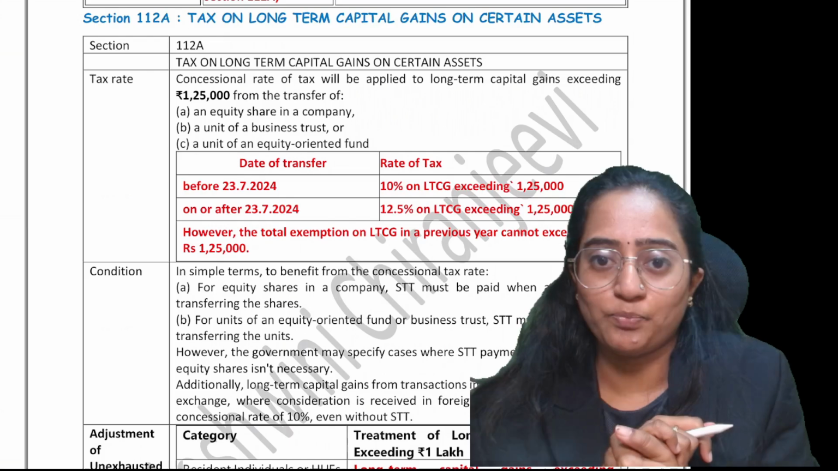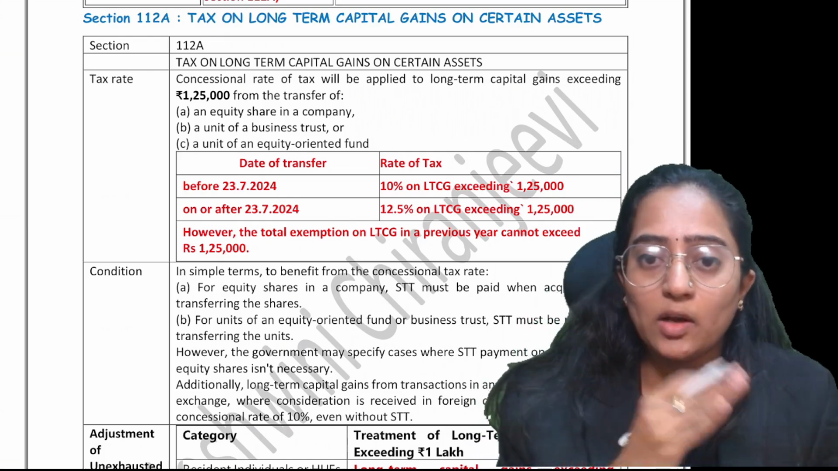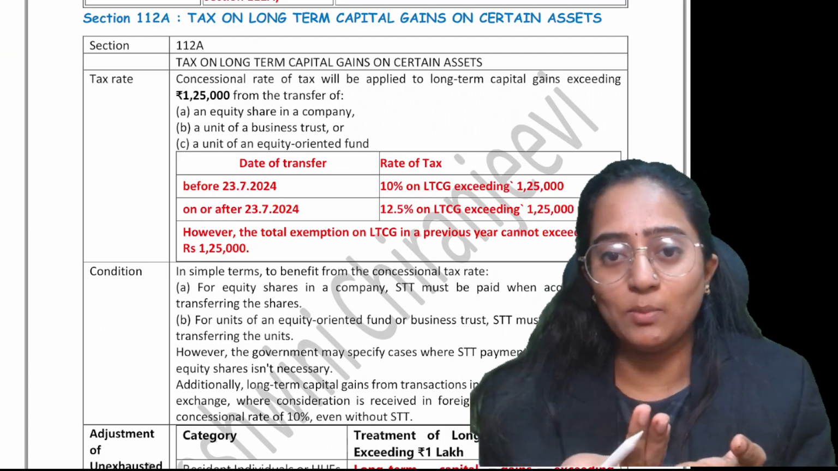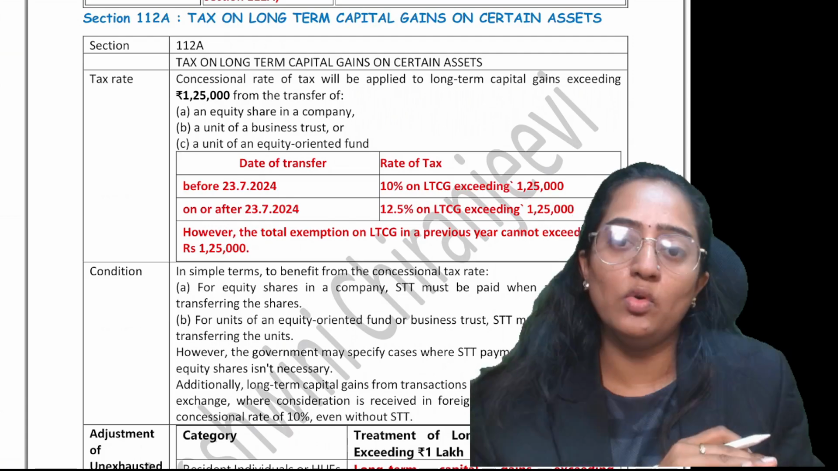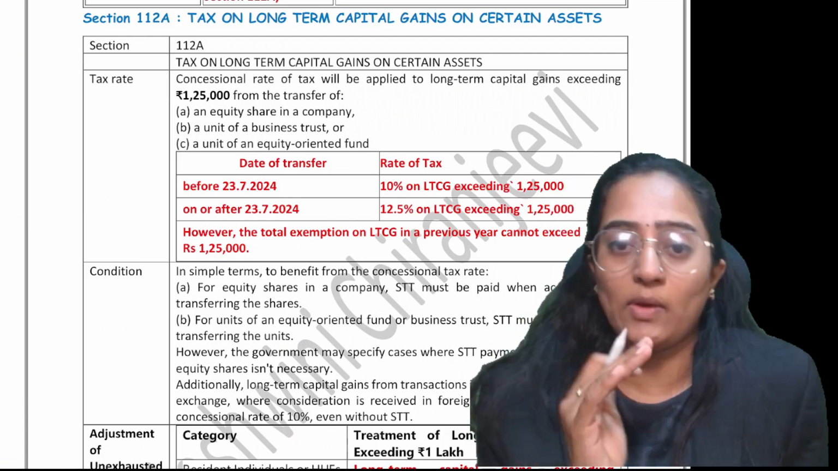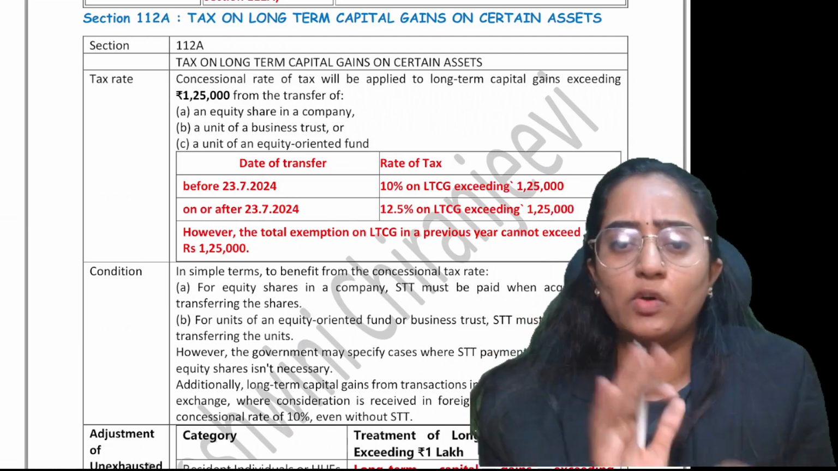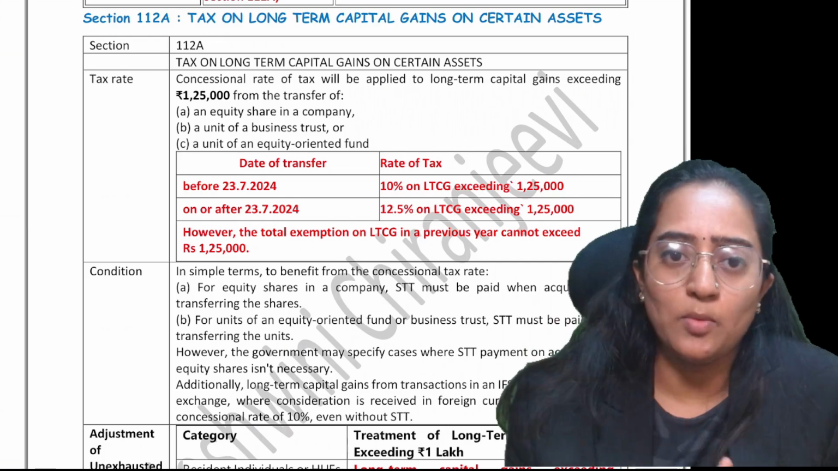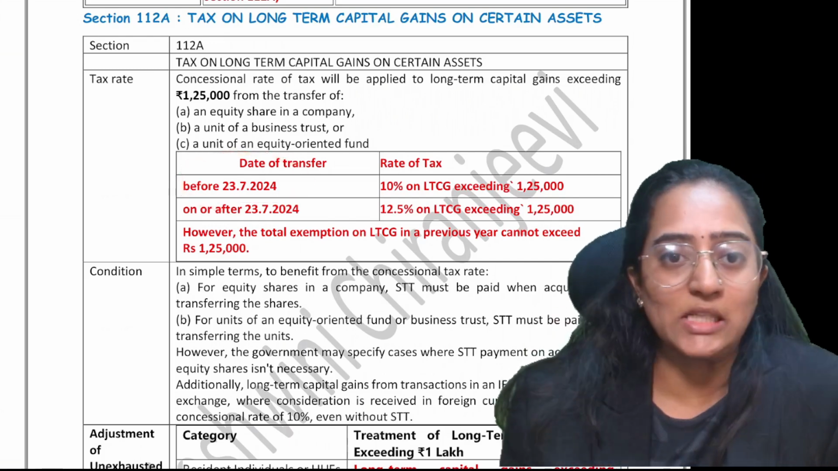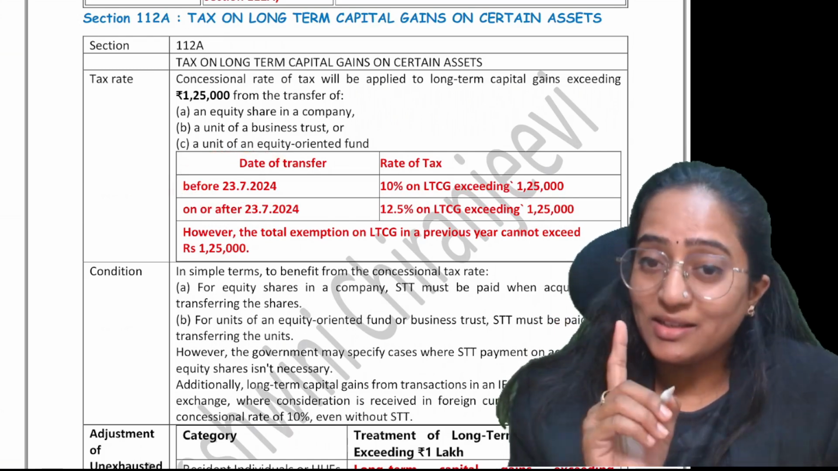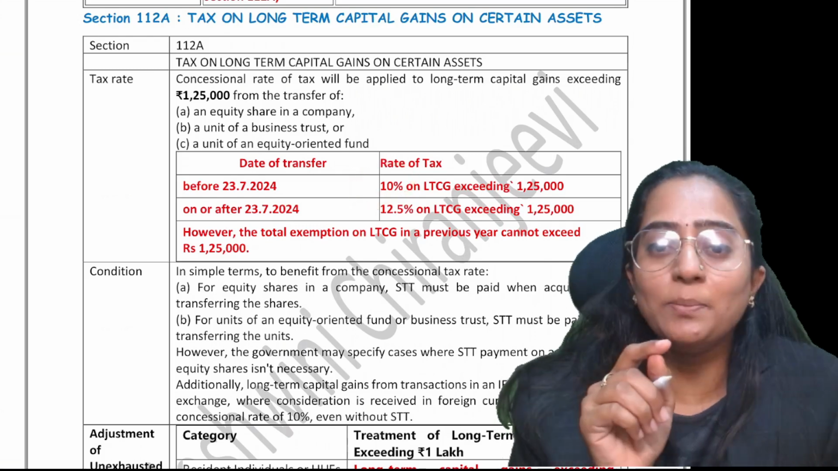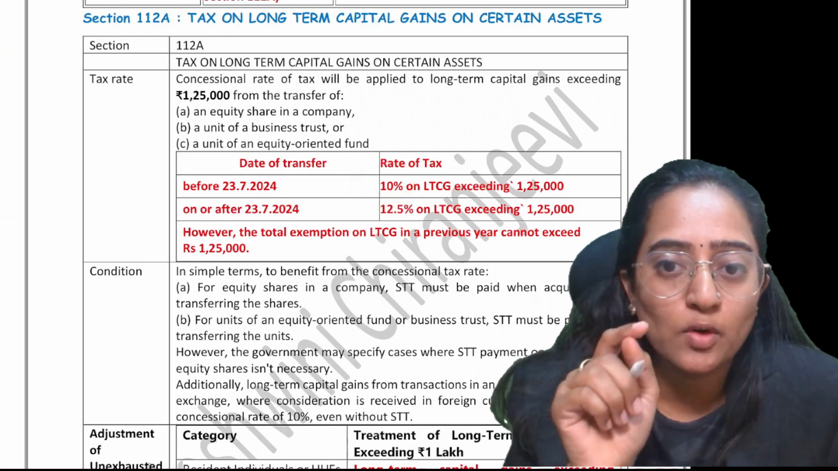How do you determine the listed shares to be long term? If it is held for a period less than or equal to 12 months, short term; more than 12 months, long term. You have held it for some 2 years and it has become long term, and you have transferred before 23/7/2024 only. The tax rate that would be applicable for you is 10%, and the long term capital gain which you got is 96,000 only.